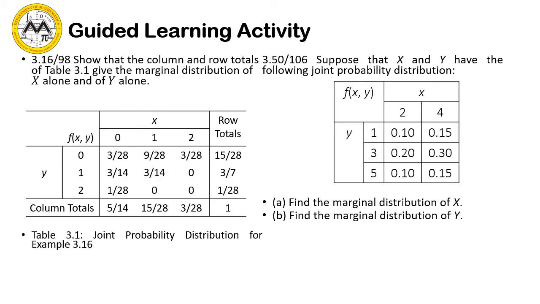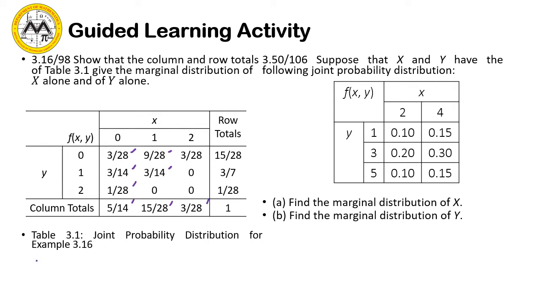For example, show that the column and row totals of table 3-1 give the marginal distribution of x alone and y alone. So we have here 3 over 28, this is 6 over 28, and 1 over 28. So 3 plus 6 is 9, plus 1 is 10. So 10 over 28, or equal to 5 over 14. This is 9 over 28 and 6 over 28. So 9 plus 6 is 15 over 28, and then 3 over 28.